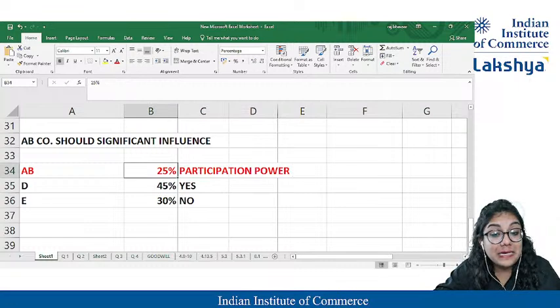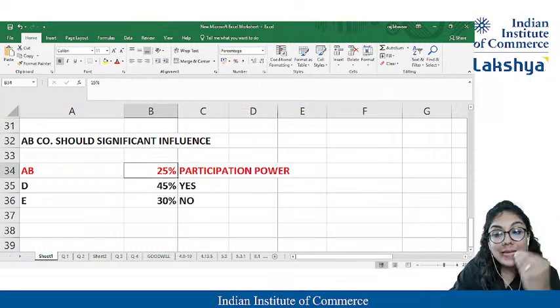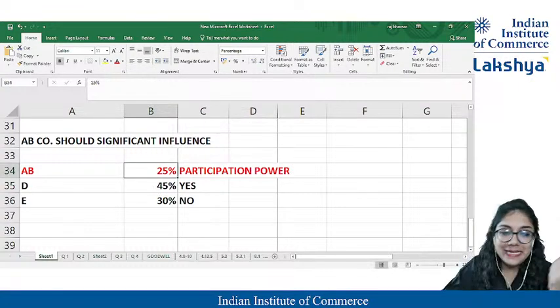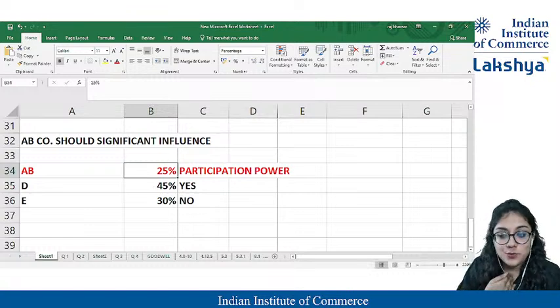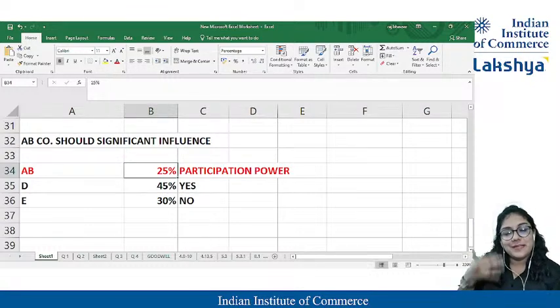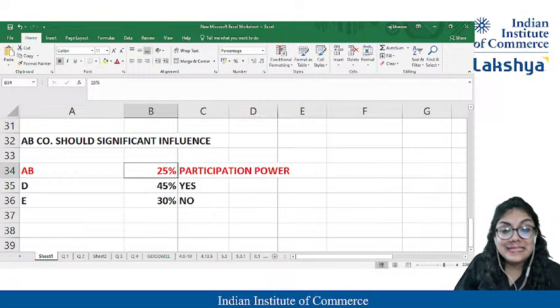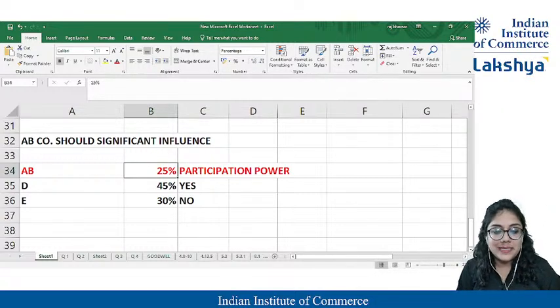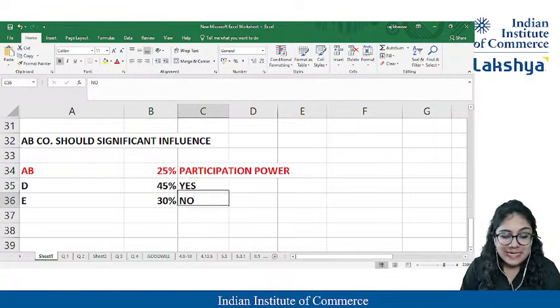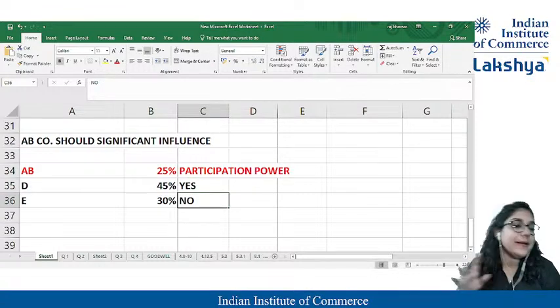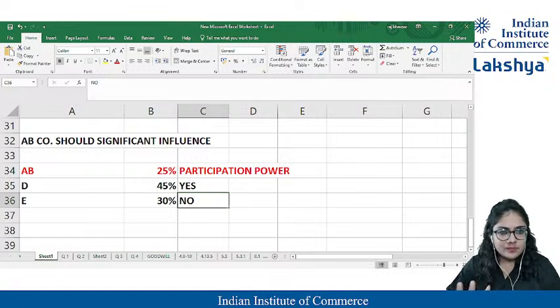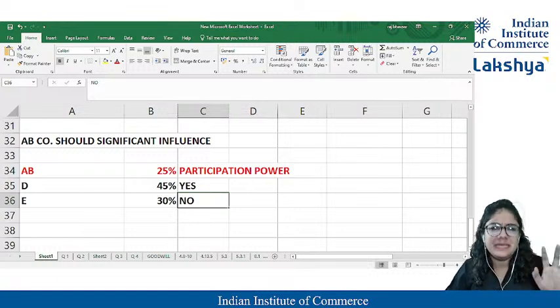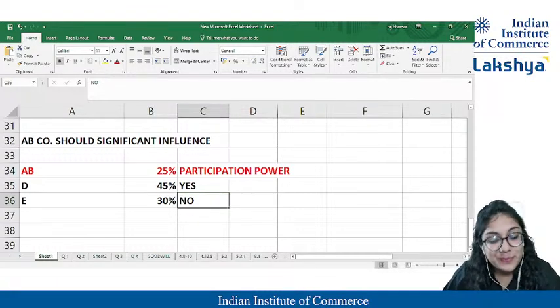For example, if I said yes, then AB and D will form the majority and take the decision. And if I told no, then 25 plus 30 will also form the majority, and I can participate to take the decision. But if there was a scenario where D also said yes and E also said yes, then though I don't have a significant influence, it is just an associate for me. Okay, I'll record it as an associate.